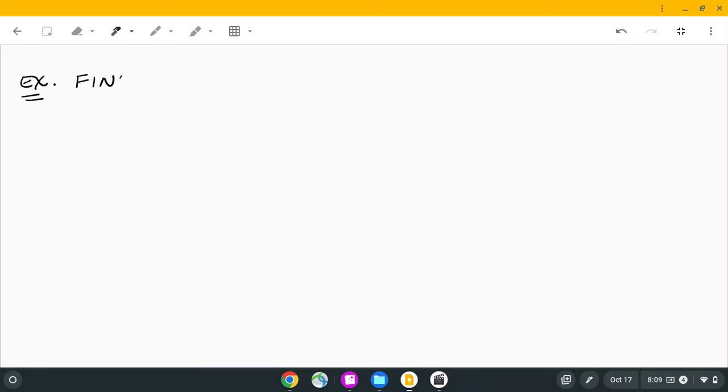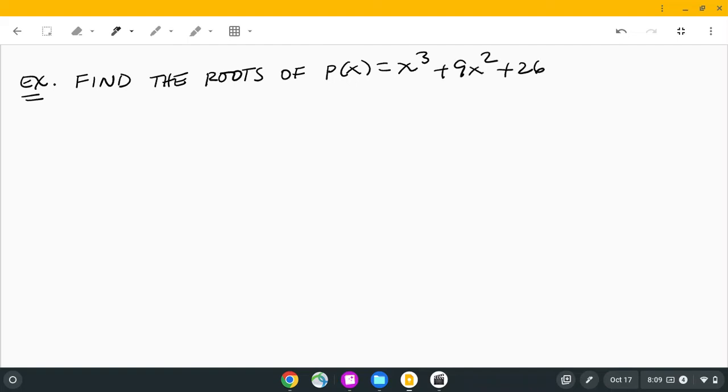The directions could also say find the roots. Find the roots of p of x. It's the same as solve. So all of these directions mean the same thing. All right, let's do x cubed plus 9x squared plus 26x plus 24.